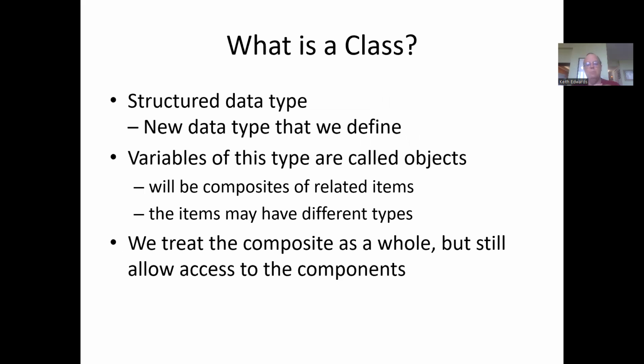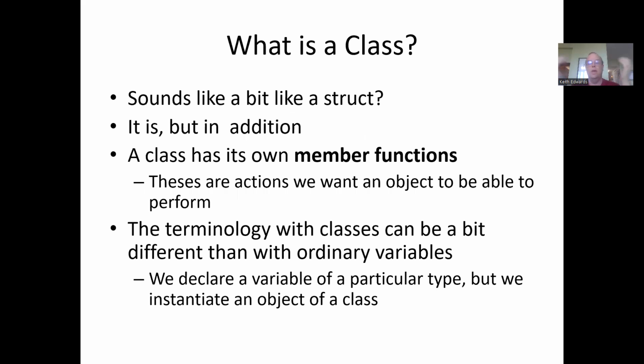So now we're going to move into an idea called classes. A class is a structured data type, a new data type that we define. Variables of this type are called objects, and they're going to be composites of related items, usually of different types. And we treat the composite as a whole, but still allow access to the components. Well, this sounds pretty much like a struct. It is, but in addition, a class has member functions, and these are actions that the object can perform.